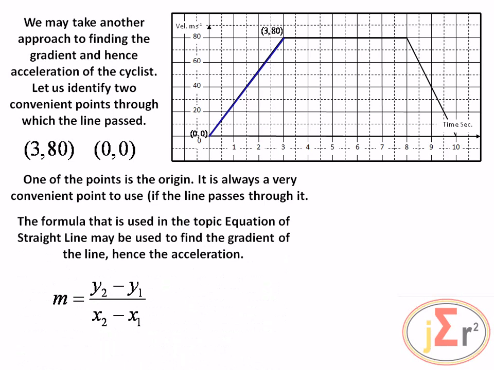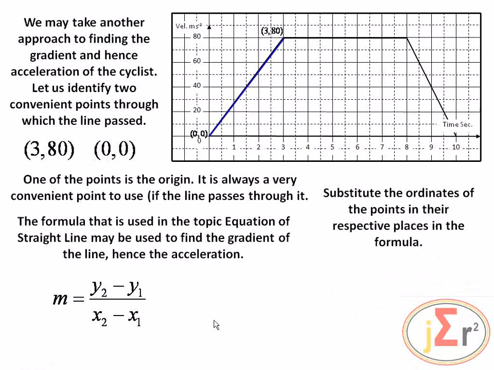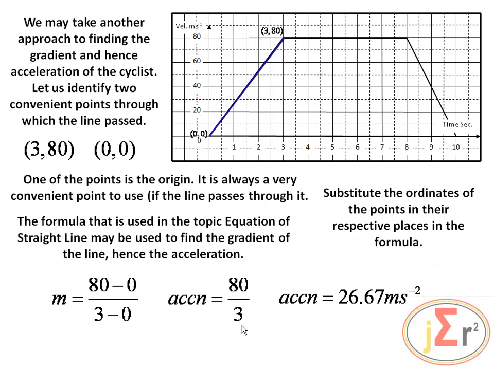So we are going to do y2 minus y1, 80 minus 0, over 3 minus 0. Substitute the ordinates of the points in their respective places in the formula, and that is what we are going to do immediately. So the acceleration is 80 divided by 3, and that is the same as we had before, 26.67 meters per second squared.